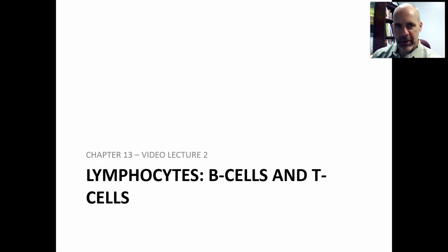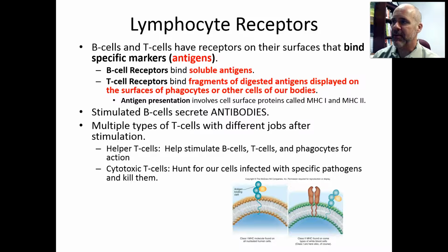For this next video clip, we're going to talk more about B cells and T cells and start to learn about their features and differences. All right, so lymphocytes. Your two main types of lymphocytes are B cells and T cells. As we move more into T cells, you're going to see that there are different versions of those that have different jobs.